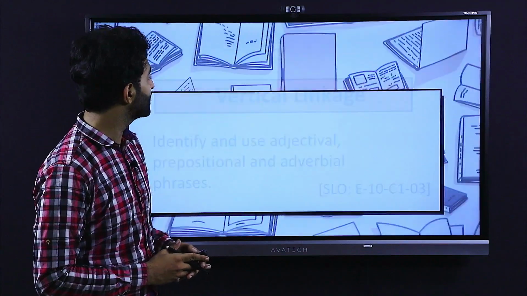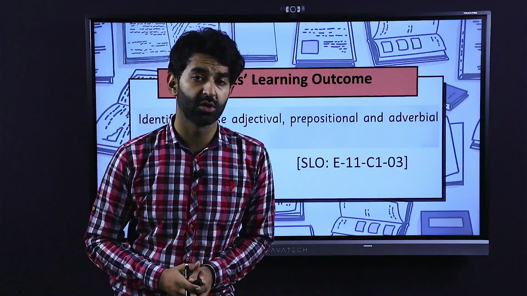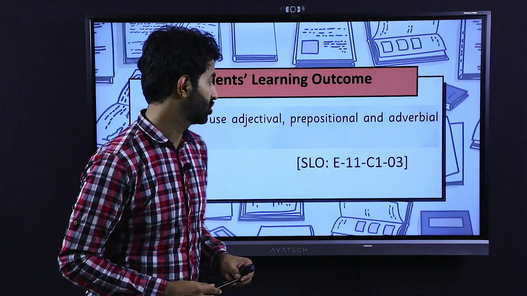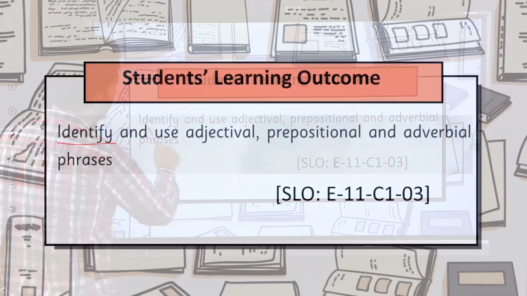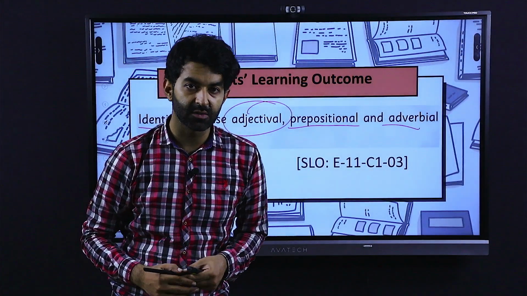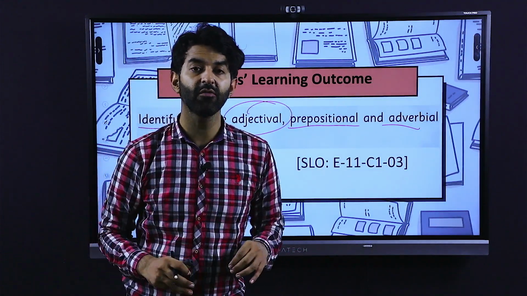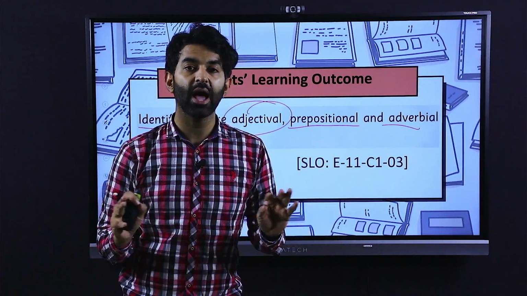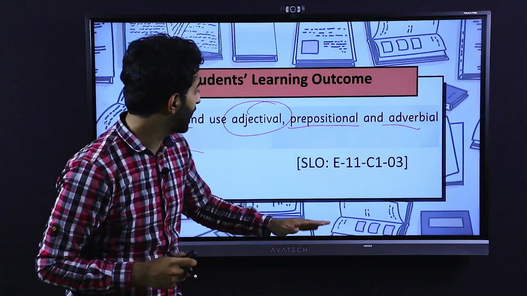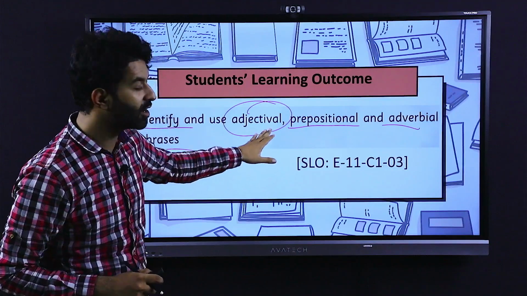This is very important. Let's read our students' learning outcome. Now, from the book, this is our unit number 2, and this is our lecture about identifying and using adjectival, prepositional, and adverbial phrases. Now, what do we understand by that? It means that phrases, which we already know what they are, if not, we can revise it, have different kinds, different types. So we need to see these types: adjectival, prepositional, and adverbial phrases. These are your parts of speech.